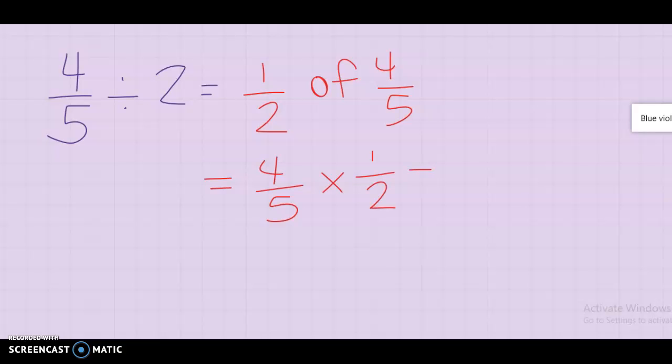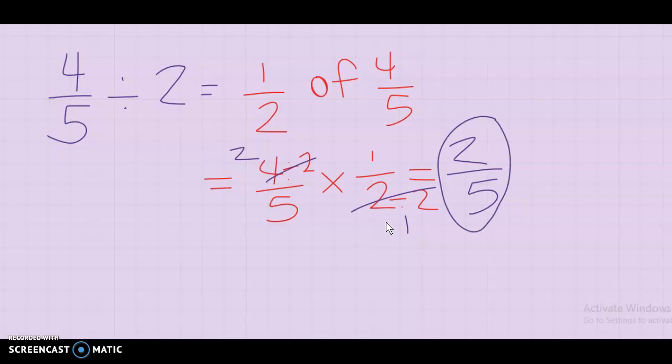Times 1/2. Okay, I'm going to divide this factor by itself and this one by 2. 2 divided by 2 is 1. 4 divided by 2 is 2. 2 times 1 is 2. And 5 times 1 is 5. 4/5 divided by 2 equals 2/5.